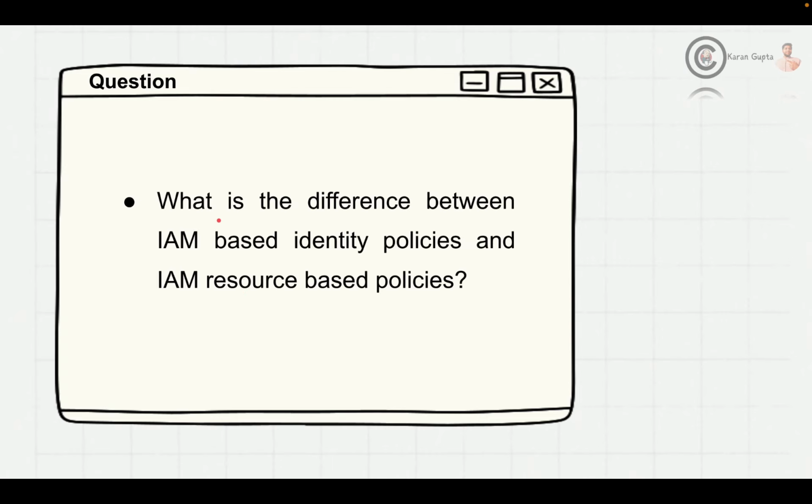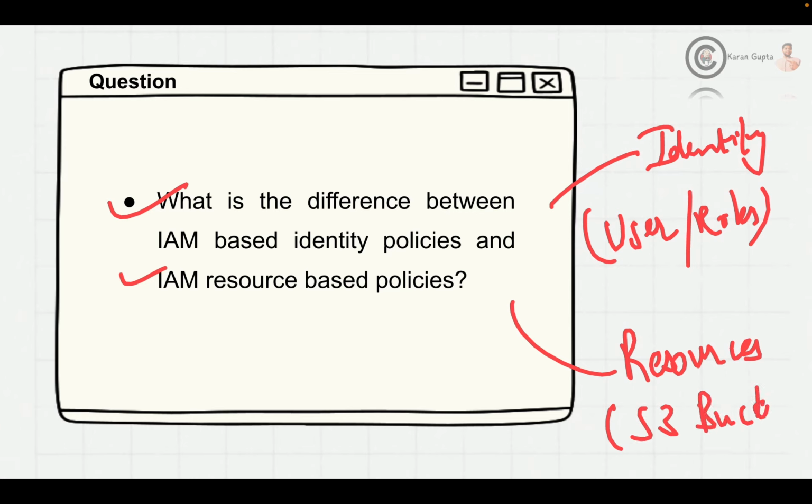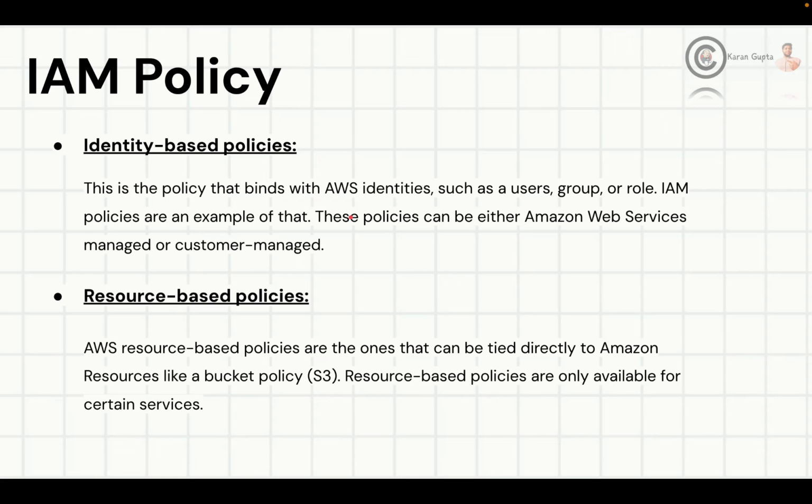Now, following up on the same, there is a question: what is the difference between IAM identity based policies and IAM resource based policies? These are two different concepts. Identity policies are given to users, roles or groups, whereas resource based policies are given to services like an S3 bucket. So let's see where they are created. What is an identity based policy? These are bound to users, groups and roles, and can be AWS managed or customer managed, whereas resource based policies are specific to resources, like an S3 bucket policy.